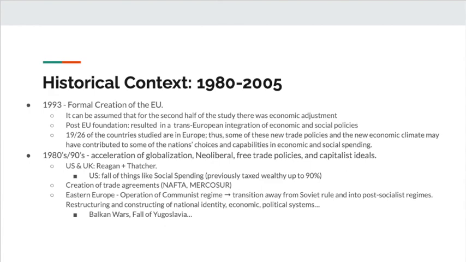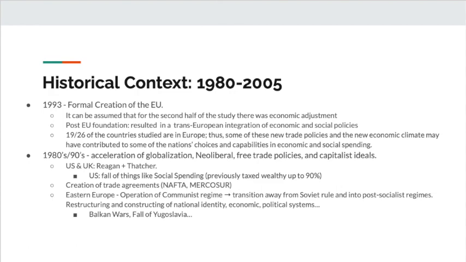Now, the 1980s and 90s were really important for globalization. A lot of ideologies and policies like neoliberalism, free trade policies, and capitalist ideals were really becoming prominent. Leaders like Reagan and Thatcher were in power. There were other free trade zones like NAFTA and Mercosur starting.